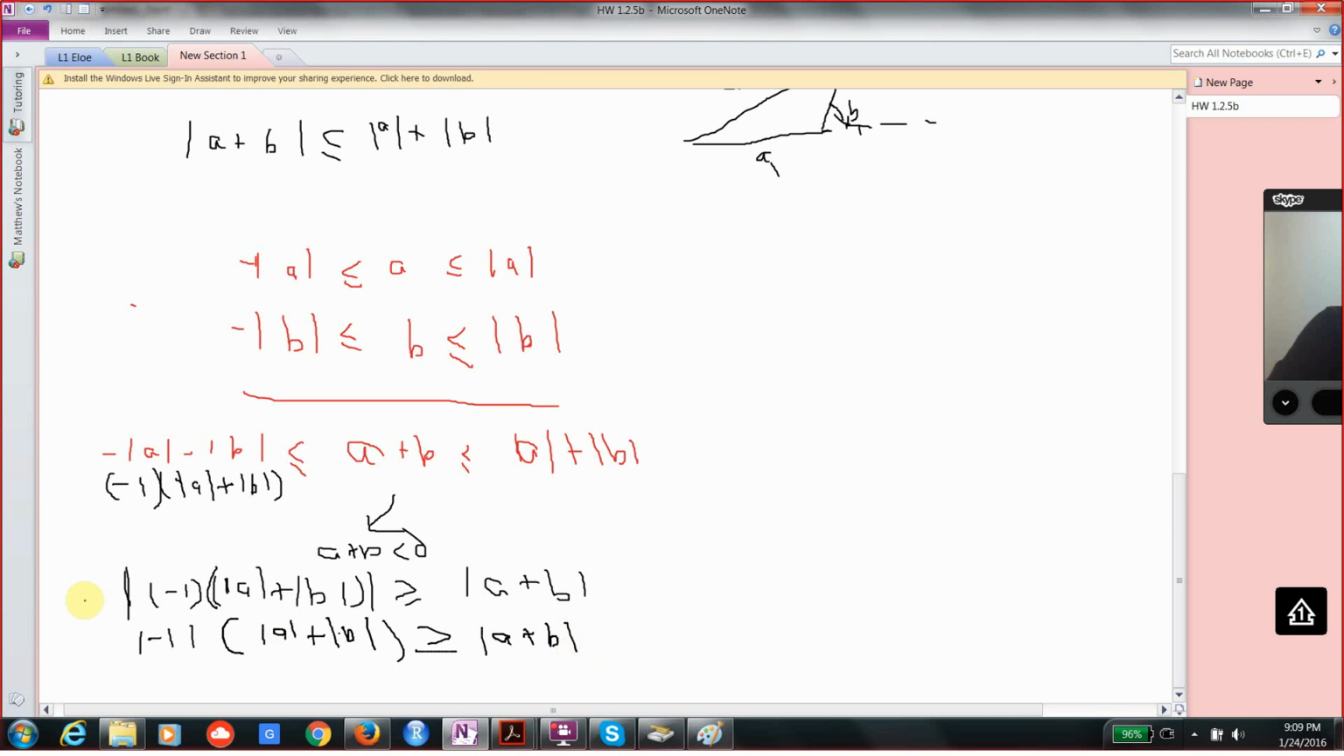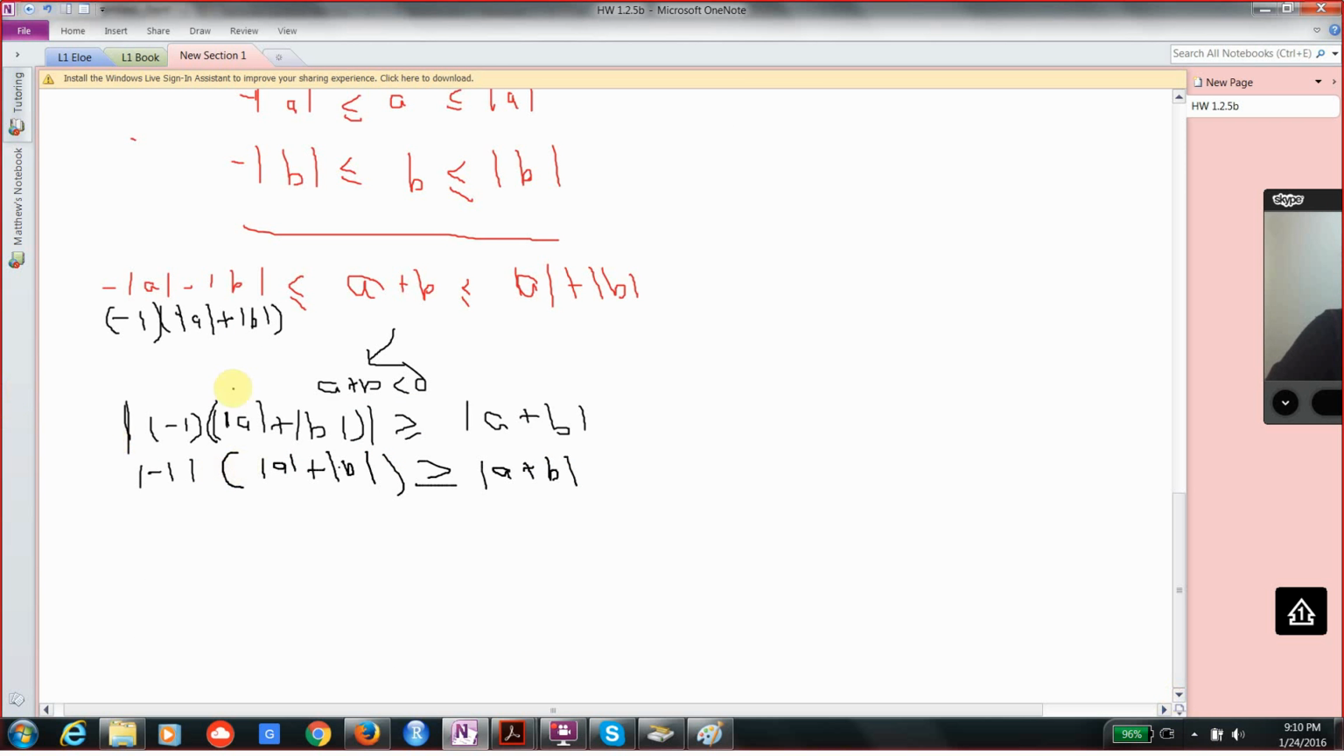Now notice, what is the absolute value of negative 1? That's easy, right? Just positive 1. Exactly. So now I get what I want. This is what I want to prove. And notice the other way is actually exactly the same.